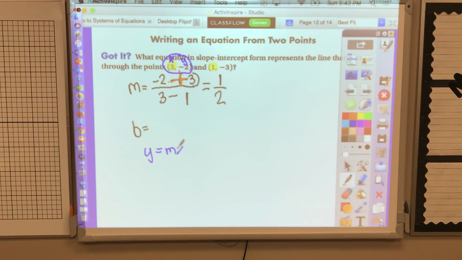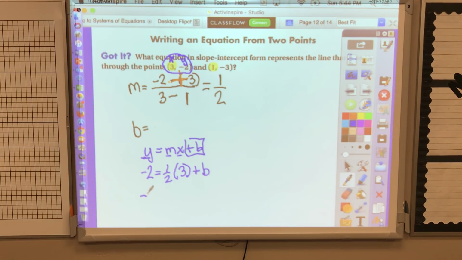That's our formula. But I don't know b, so I have to find it, which means I need to substitute for everything else because I can only solve an equation for one variable. So from this ordered pair, my y coordinate is -2. My slope we found to be 1/2, and the x from my ordered pair, because we know this is the solution because that line goes through it, is 3, plus b.